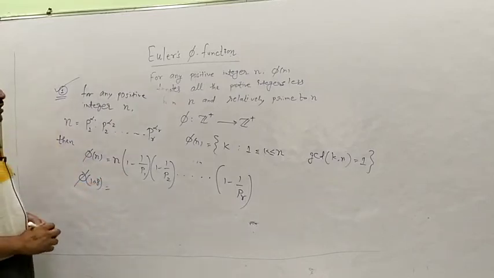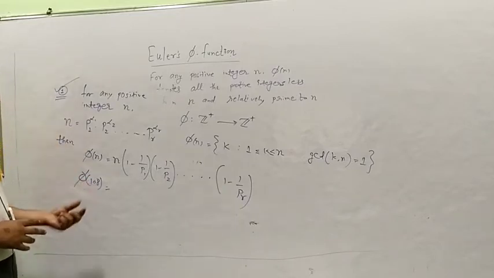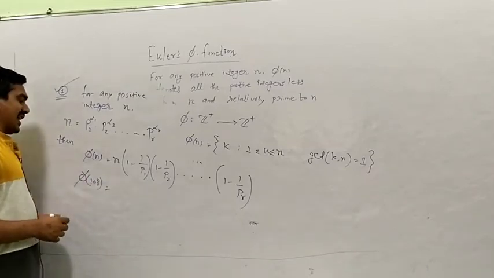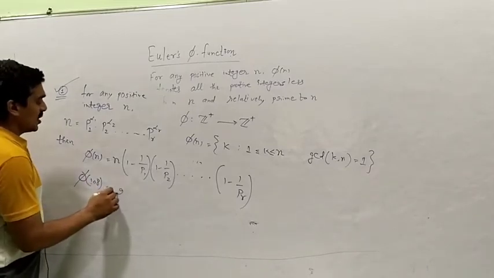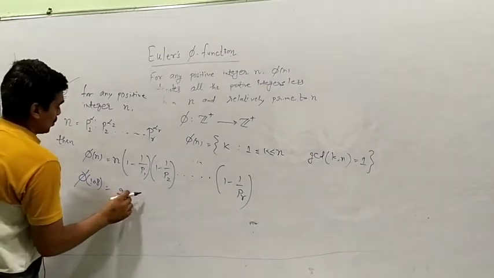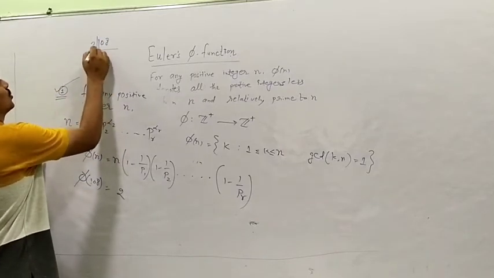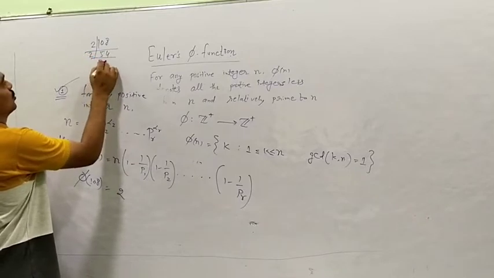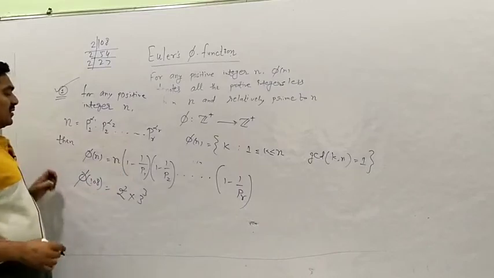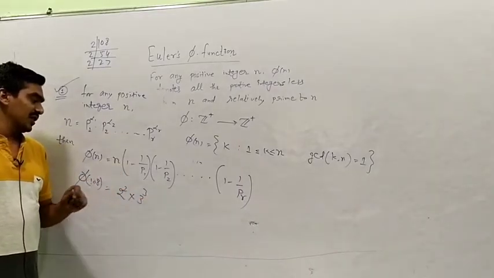First we have to do prime factorization of 108 like this. 108 can be written as 2 raised to the power 2 and 3 raised to the power 3.